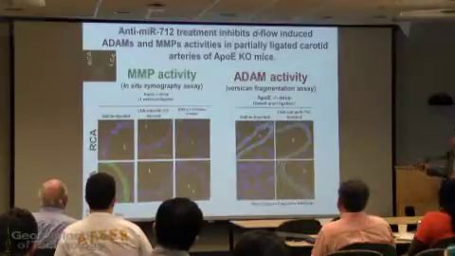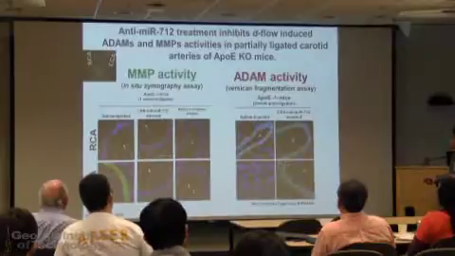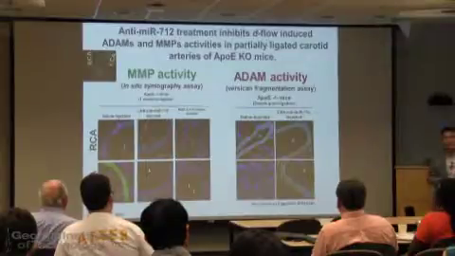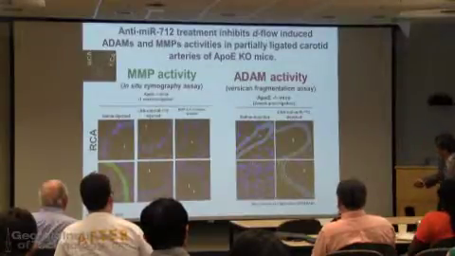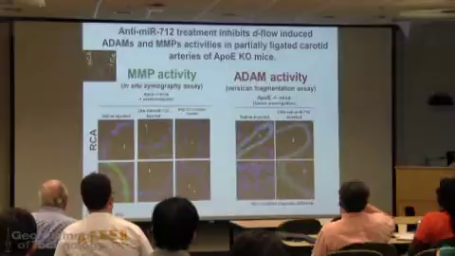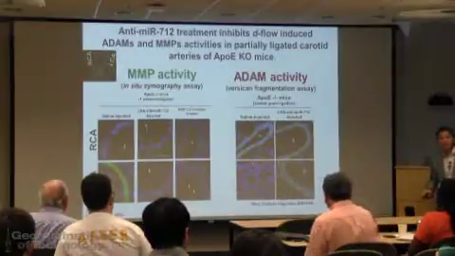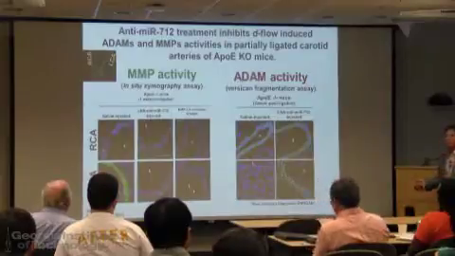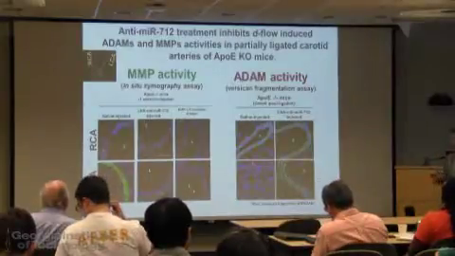Then we measured ADAM activity by using versican fragmentation assays. You can see in the control there is not much signal going on. But in the LCA, you will see a lot of red staining. I don't know if you can see it. That means sheddase activity has increased. And this increased ADAM activity is again prevented if we treat mice with anti-miR-712.